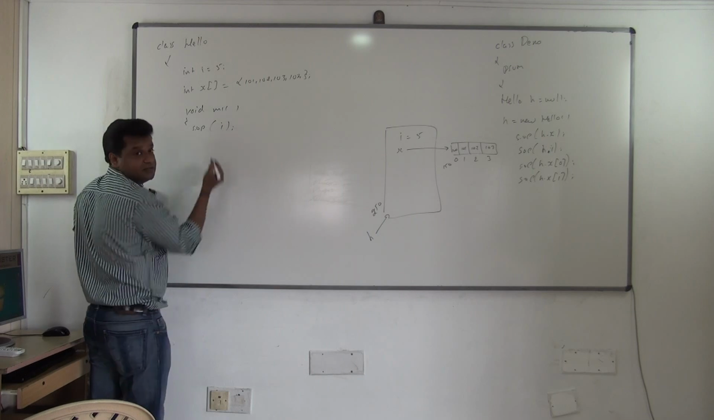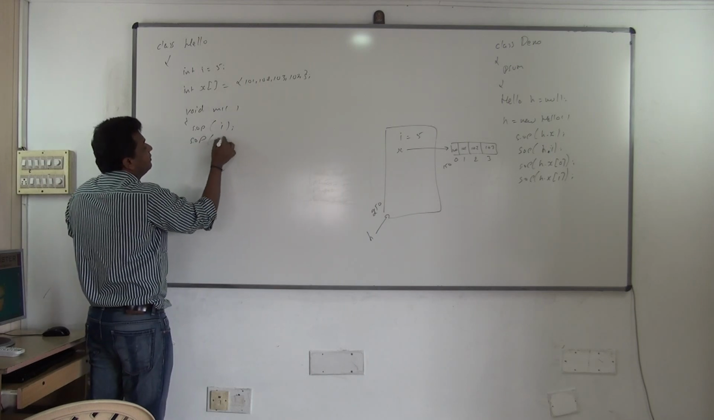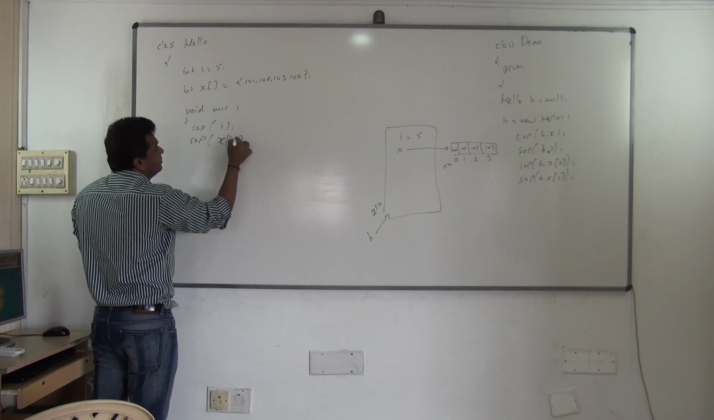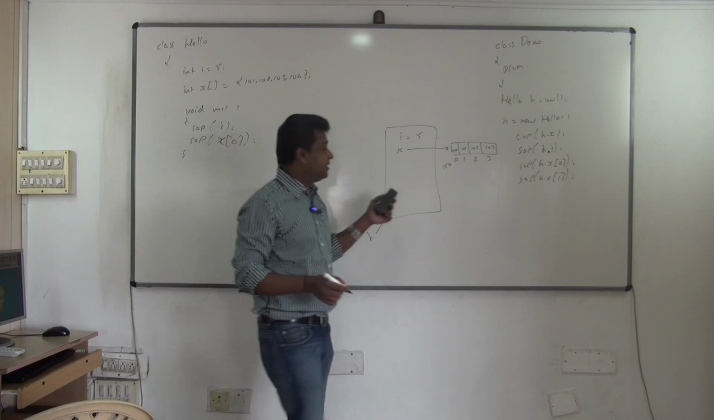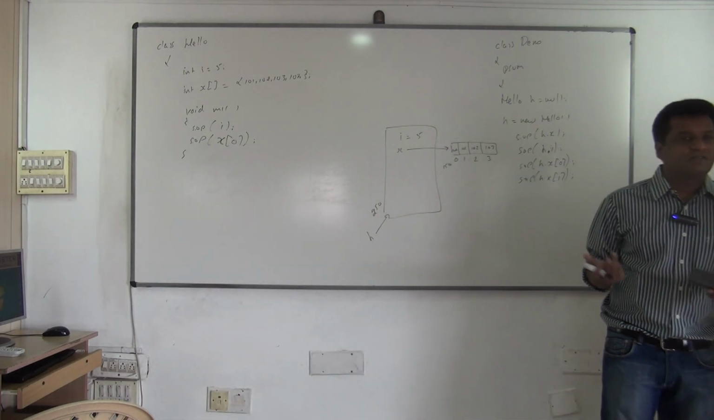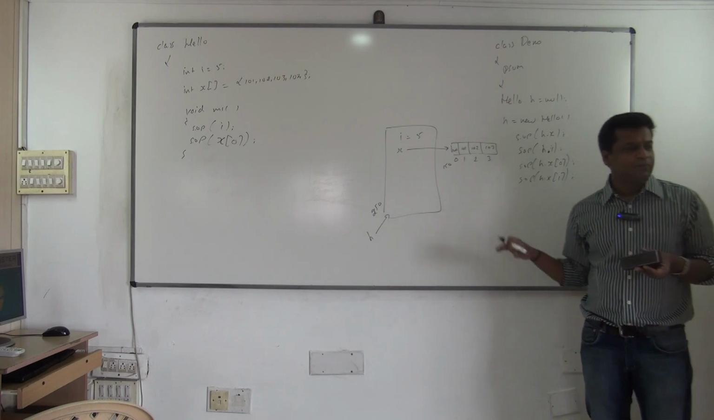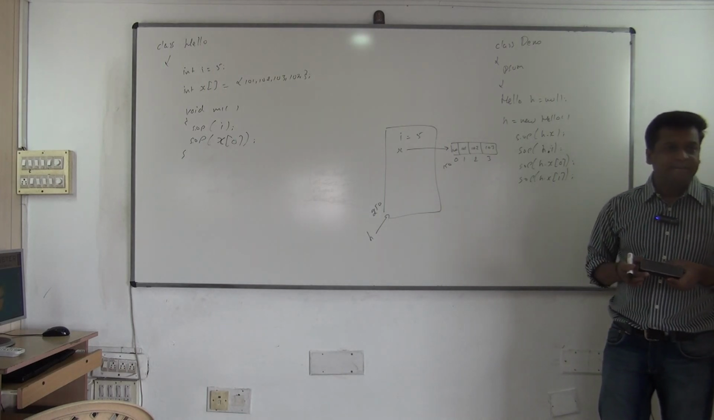SOP, I can access now. If I want, I can access what? SOP x of 0 also I can access. Both I can access. See here I will say h dot x of 0. There I will say only x of 0. You can access the value stored in the array inside the class or outside the class. That's up to you. Clear? How it is working?